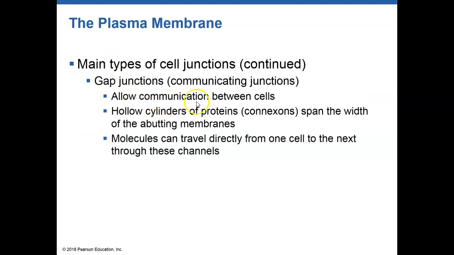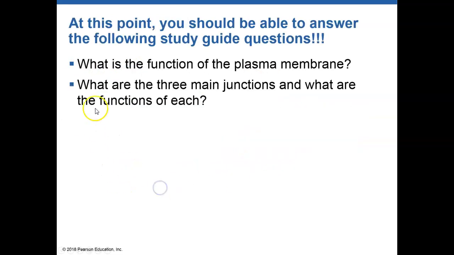And then gap junctions. These are your communication junctions that allow for chemical information to flow from one cell to another. At this point, again, you should be able to tell me what is the function of the plasma membrane and what are the three main junctions, and how do they function? How do the three junctions function? Kind of find me there, but that's okay. All right.